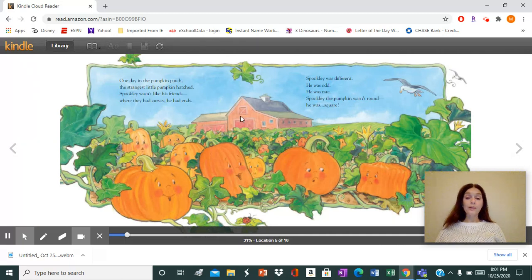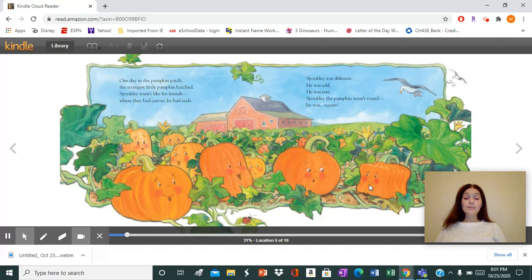Okay, look at the picture of the pumpkin patch on the farm. There's a barn, so I know that this is a farm. Can you find which pumpkin is Spookley? He is. We know this is Spookley because he's square. All the other pumpkins are round and curved, but he has straight edges, so he is a square.